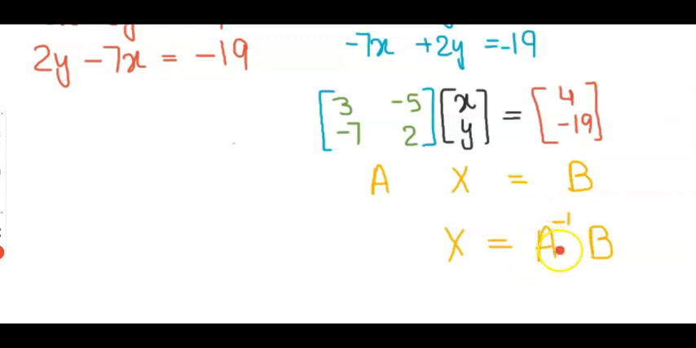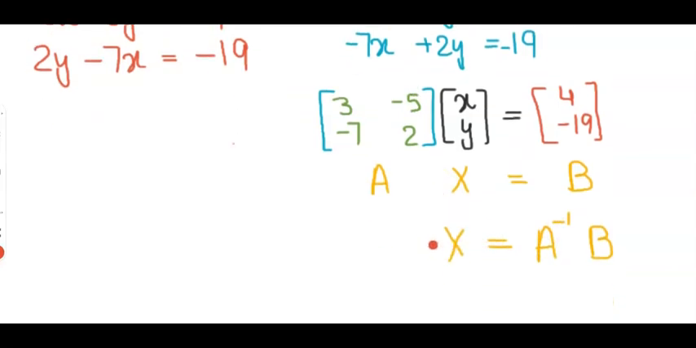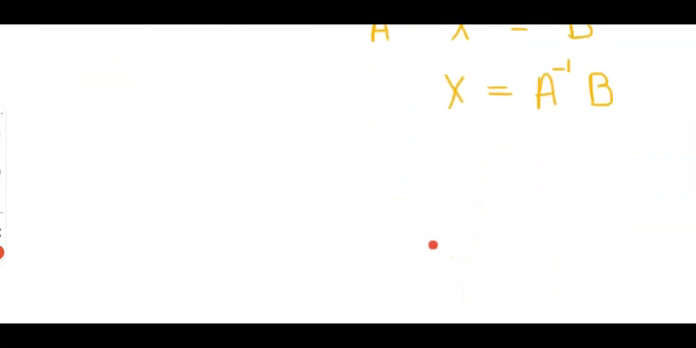You cannot write B times A inverse, because we know that when you multiply matrices, A times B is not equal to B times A. Matrix multiplication is not commutative, so you will have a different answer. Now, I know what B is, it's easy. But I don't know how to find the A inverse. That's a different thing, so let's find out how we are able to find the A inverse.